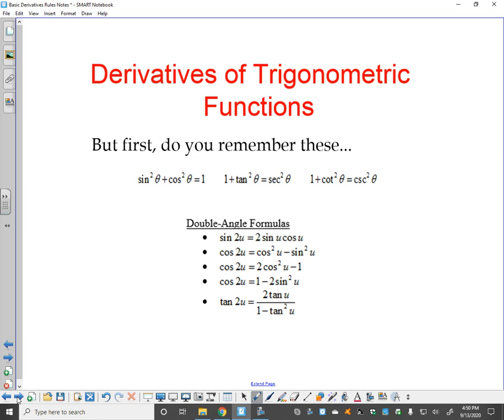The double angle formulas. In pre-cal, I did not make you memorize any of these. And honestly, guys, the one that pops up the most is this one, and you need to start the memorization process for it. Sine of 2 theta or 2u or 2x, whatever, is 2 sine of u cosine of u. Again, this is a double angle formula. It takes a double angle and reduces it to a single angle. So it's sine of 2x equals 2 sine of x cosine of x.